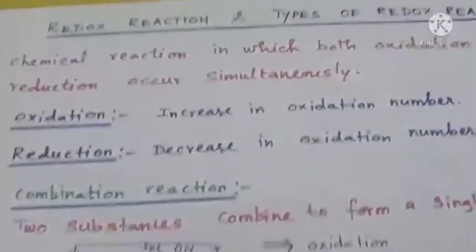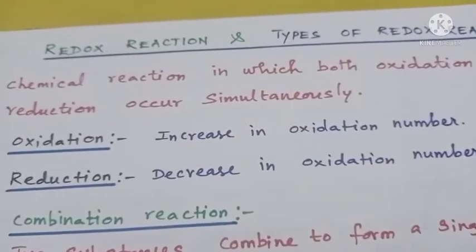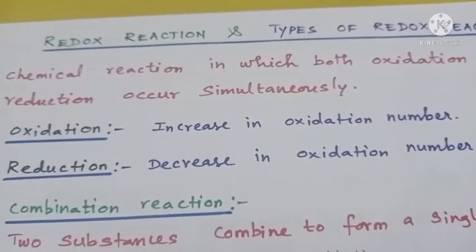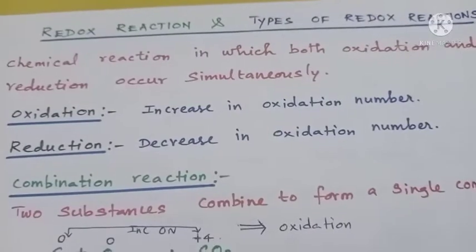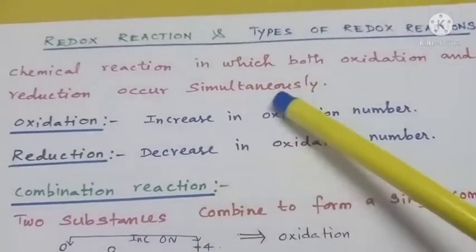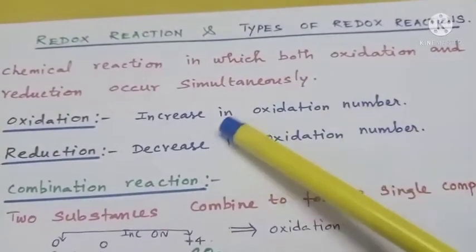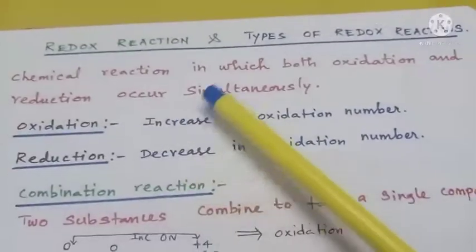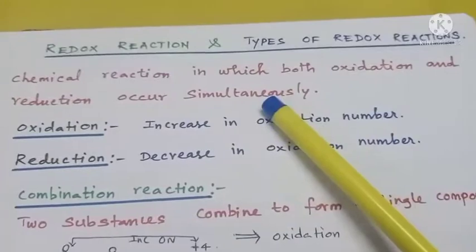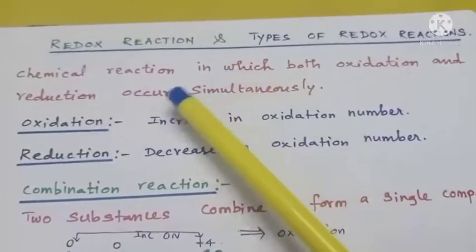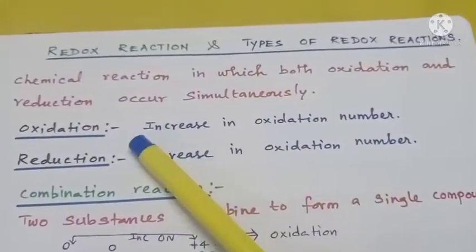In this video I'm going to discuss redox reactions and the types of redox reactions. First let us see what a redox reaction is. A chemical reaction in which both oxidation and reduction occur simultaneously. So a redox reaction is one where oxidation and reduction both occur at the same time. This is the definition of a redox reaction.